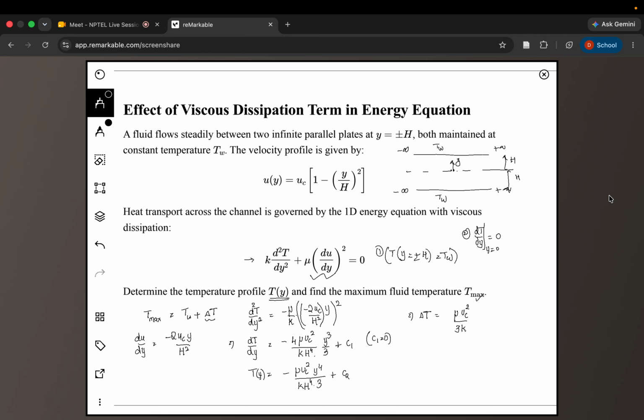Now we can actually compare and see what happens if we have air. If you are using air, take thermal conductivity to be around 0.026 watt per meter Kelvin, and mu to be around 1.8 times 10 to the power minus 5 Pascal second. And then, usually for lower velocities, let's say around 10 meters per second or something. This itself is a very high velocity. Around 10 meters per second or so, what would be the value of delta T? Can you quickly calculate this and tell me?